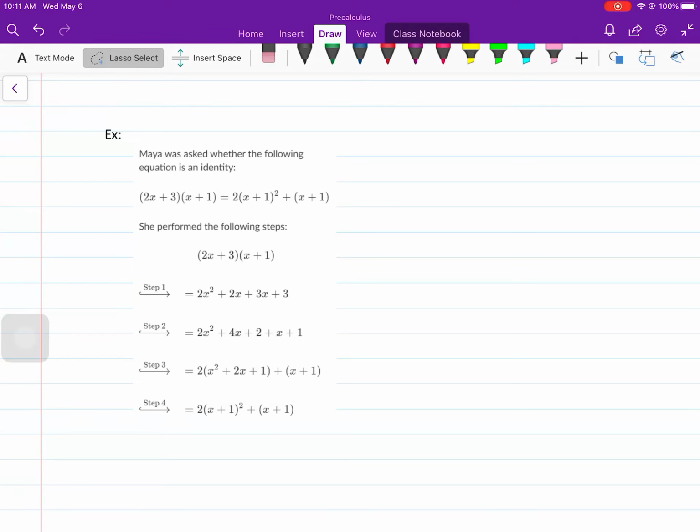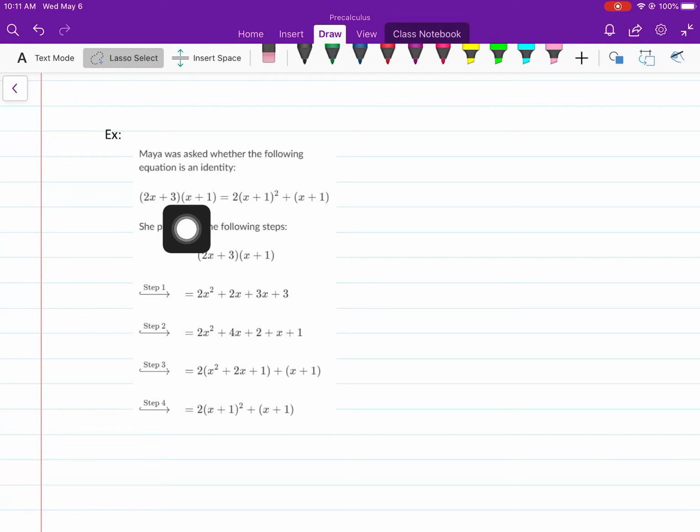The other type of problem that you're going to run into in this section looks like this. It's basically, did she make a mistake or was this the correct process? So let's take a look. Maya was asked whether the following equation is an identity. She performed the following steps. So let's take a look at the steps she did.